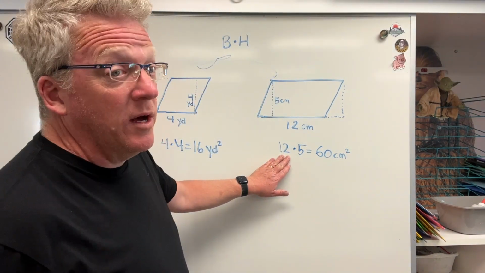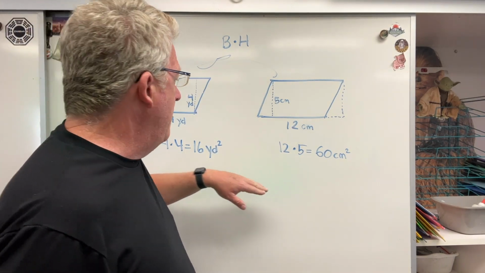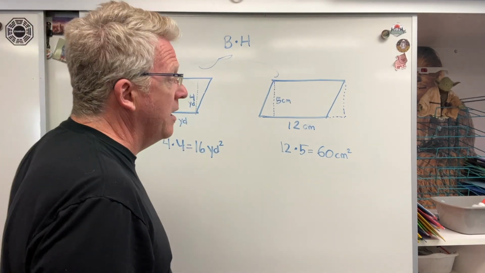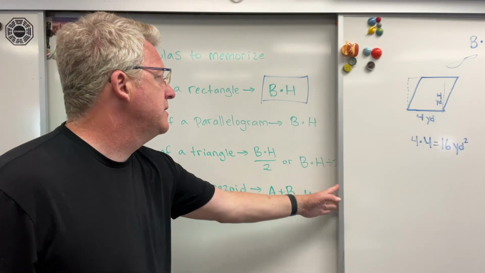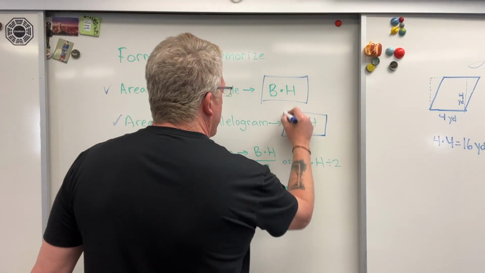Now you might have your 12s memorized, but you could show me the work if you need to on that one. All right. So there's our base times height for our parallelograms. That is right here. Check. Here's our formula for parallelogram: base times height.